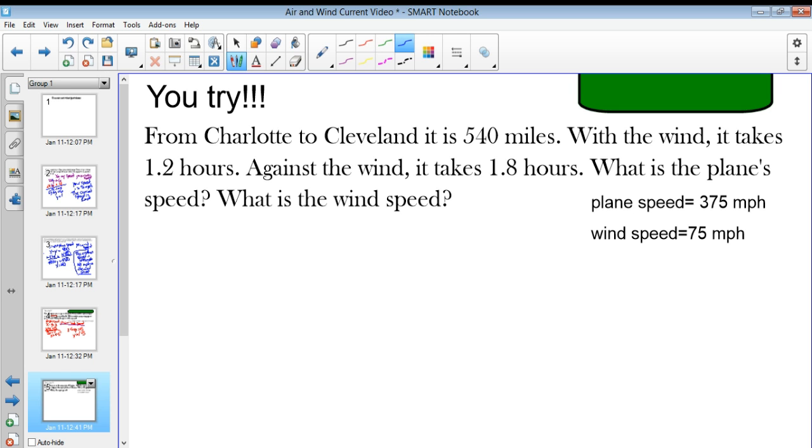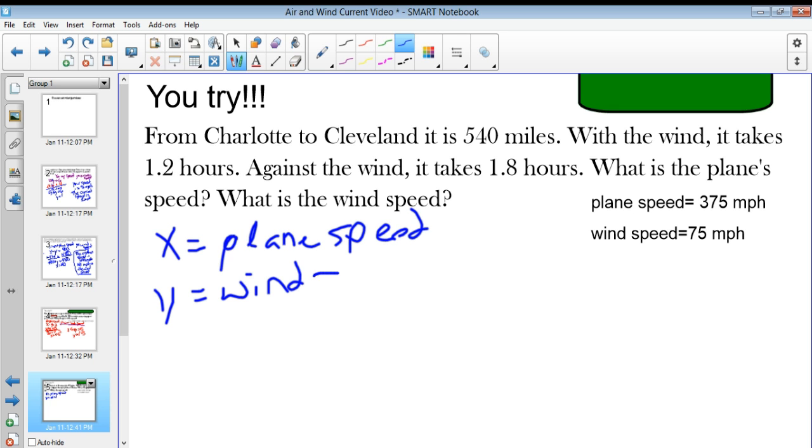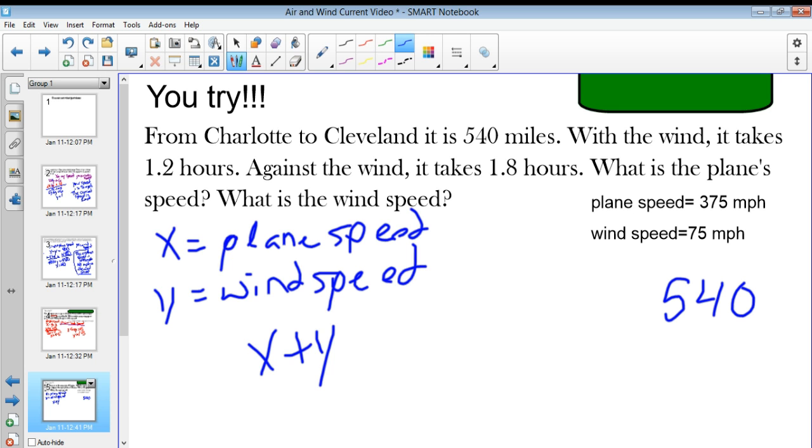So from Charlotte to Cleveland, it is 540 miles. With the wind, it takes 1.2 hours. So what I'm going to do here is say that x is equal to the plane speed and y is equal to the wind speed. That means that with the wind, x plus y, because I'm going with the wind, I'm not fighting it, I have to do 540 divided by 1.2, because that's how long it took me. And that will give me that total speed would be equal to 450 miles per hour.